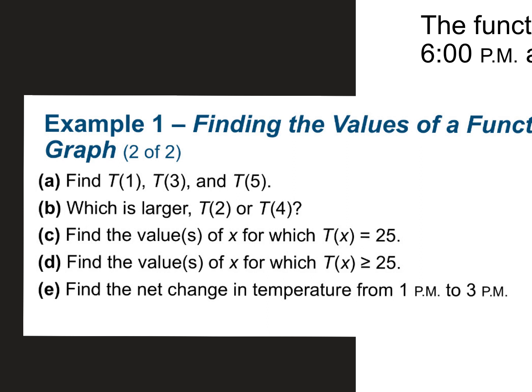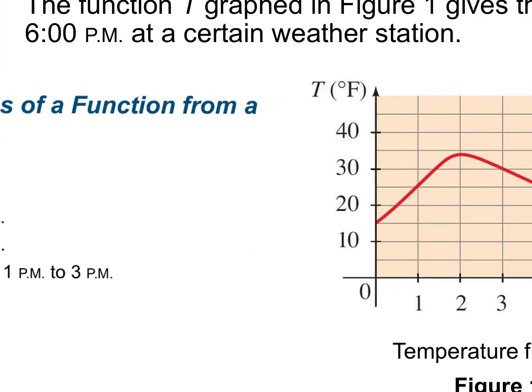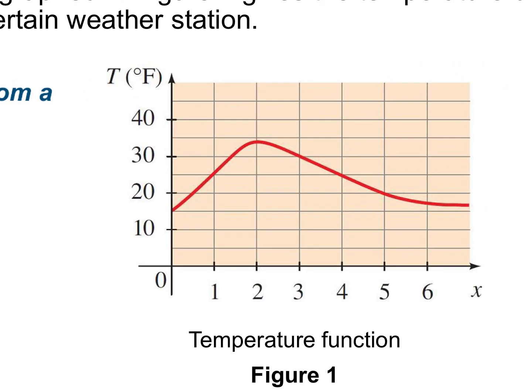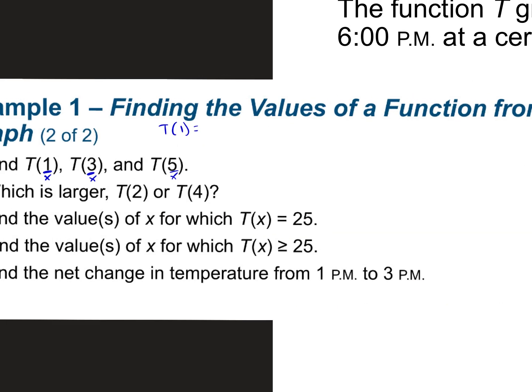For A, it wants us to find t of 1, t of 3, and t of 5. So the number inside is the x that we're looking for, and we want to find the y value at that specific x value. So for t of 1, going to our graph, when x is 1, what is our y value? 25. So t of 1 is equal to 25 degrees.